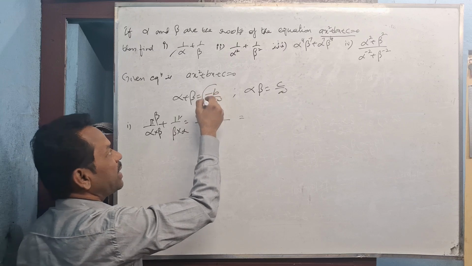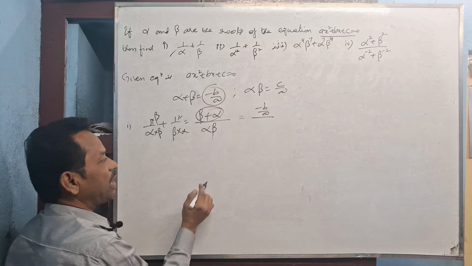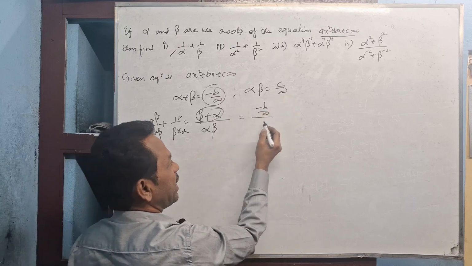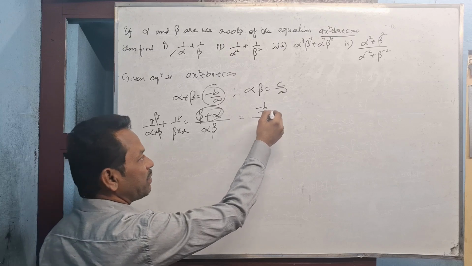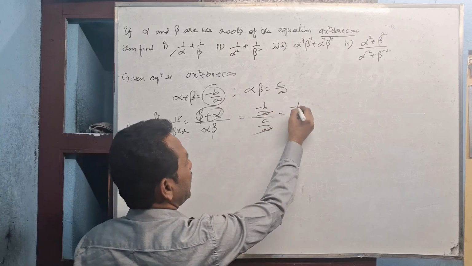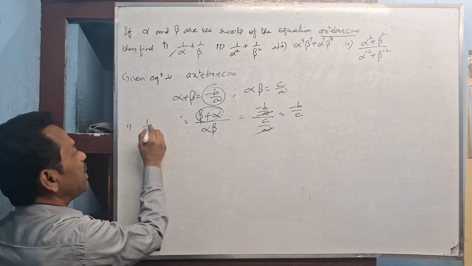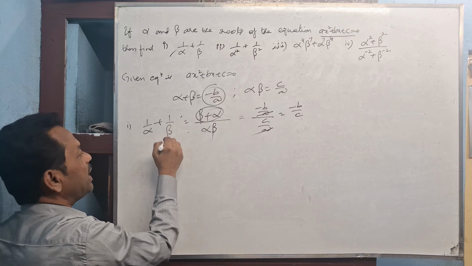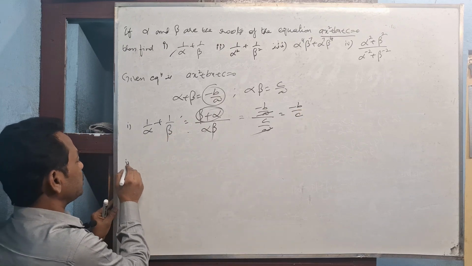Now the numerator is in the form of a plus b, that is alpha plus beta. So what is alpha plus beta? Here we have minus b by a, divided by alpha beta, which is c by a. So let me take c by a. Here the denominator we have a, here also the denominator we have a, so you can cancel. So we have minus b by c. So the value of 1 by alpha plus 1 by beta is minus b by c. Okay. Now, I'll go for the next question.